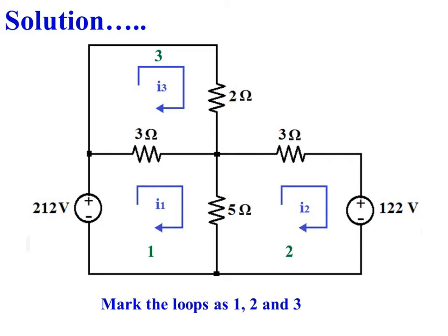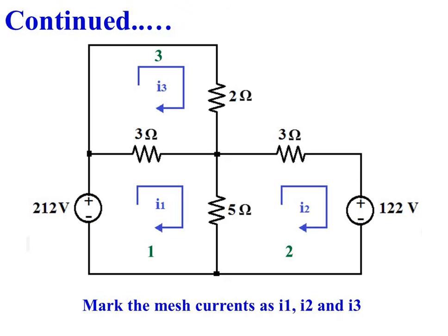First step is to mark the loops as loop 1, 2 and 3 as shown in the diagram. Then mark the mesh currents as I1, I2 and I3. So according to our notations, current flow through 2 ohms resistance is equal to I3 and current flow through 5 ohms resistance is equal to I1 minus I2. So we are asked to find I3 and I1 minus I2.